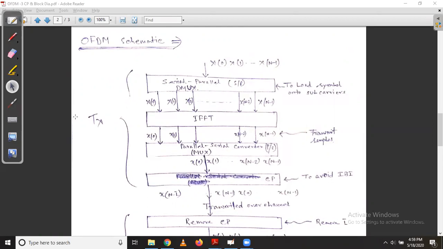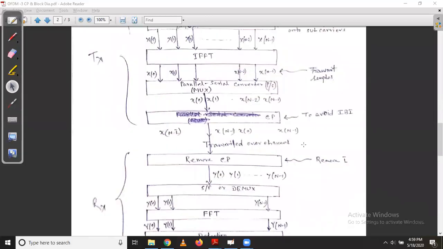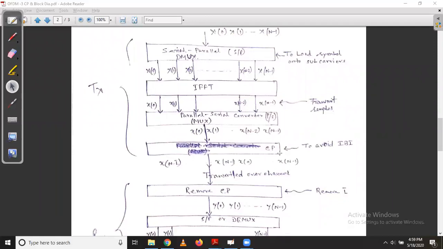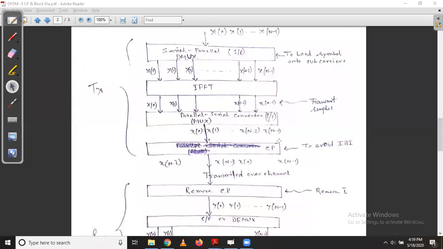Finally, if you don't want to remember the previous portion of OFDM, it's okay. But you have to remember this block diagram. This block diagram tells you what the IFFT is, which we perform at the transmitter side, and the FFT at the receiver side. We add a cyclic prefix code at the transmitter and remove the cyclic prefix code at the receiver side, and some multiplexing and demultiplexing process is going on.